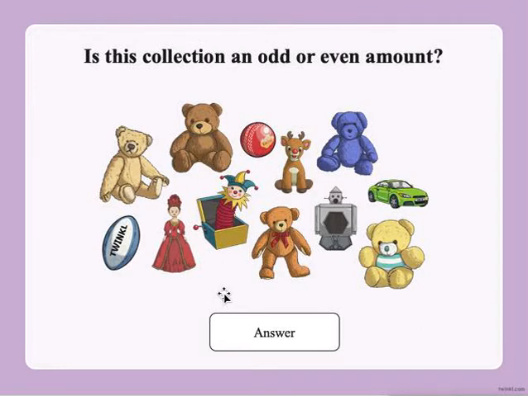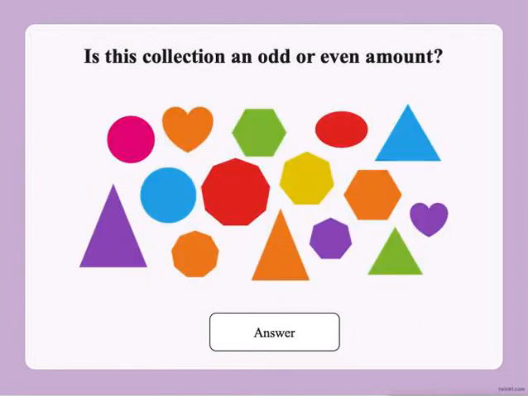So we could put a line up the middle here, and there'd be 6 in this set and 6 in this set. So therefore, 12 is an even number. So that is an even set. Okay, next one. Is this collection an odd or an even amount?